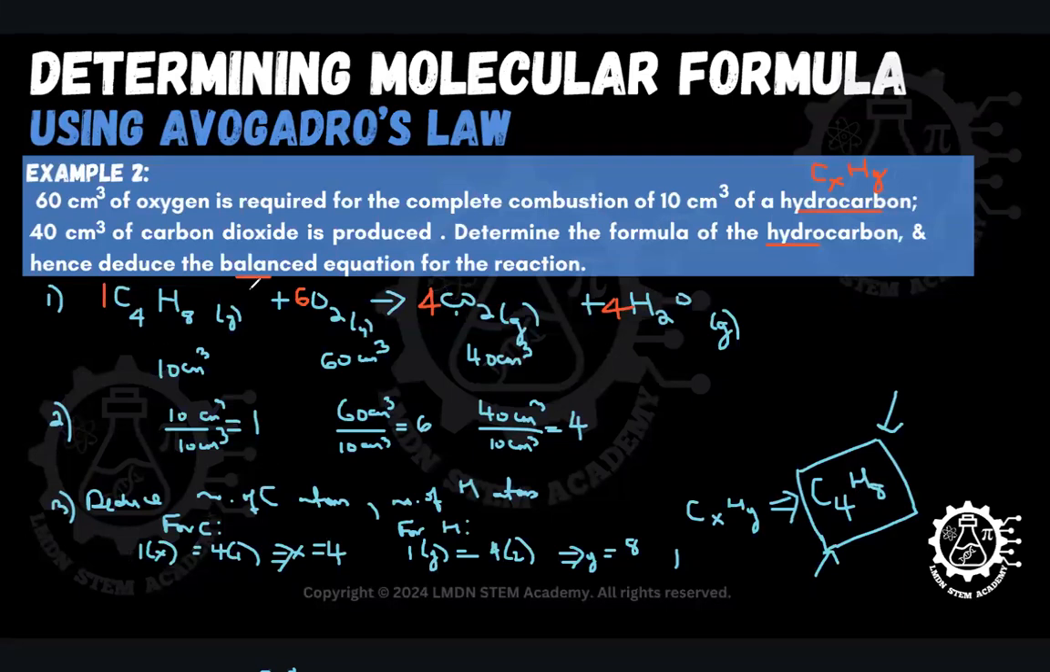So there are 4 carbons over here, 4 carbons over here, 8 hydrogens over here, 8 hydrogens over here, 12 oxygens over here, and then what? 8 plus 4, 12 oxygens over here. And so that's our answer.